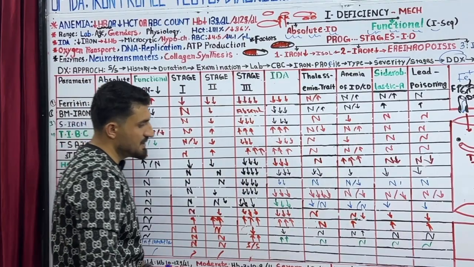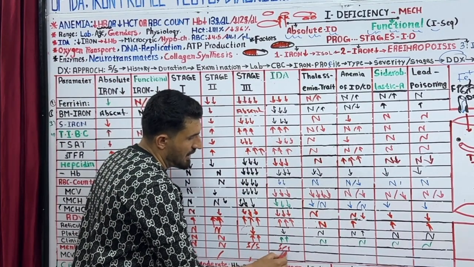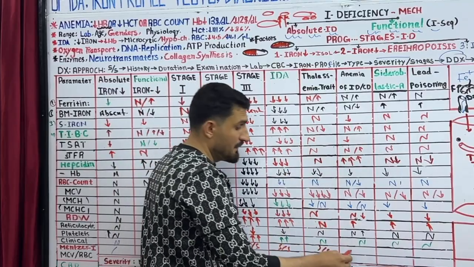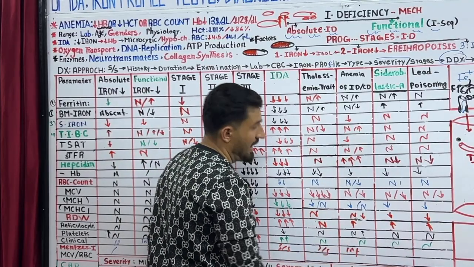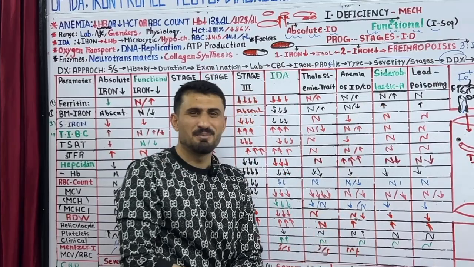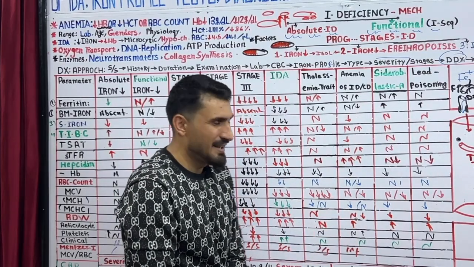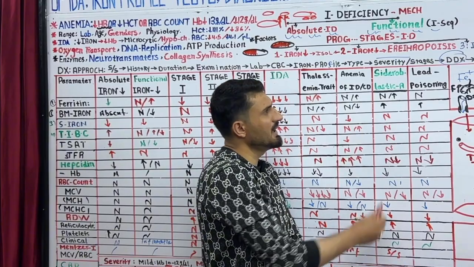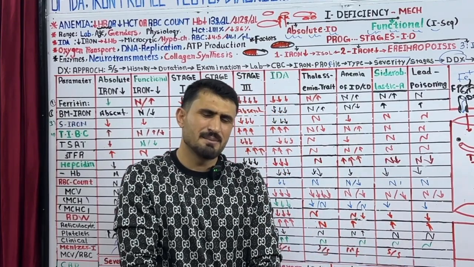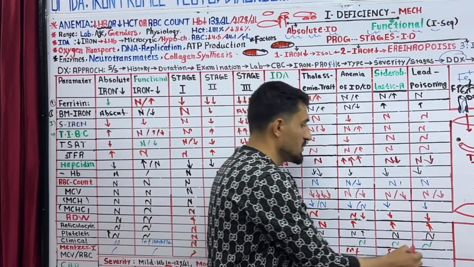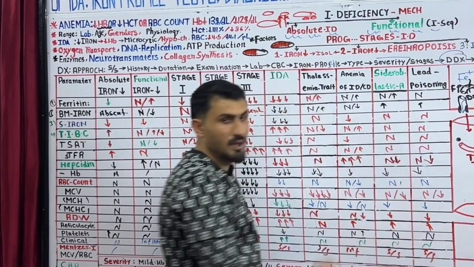Clinically, iron deficiency anemia has signs and symptoms of iron deficiency anemia, and thalassemia has signs and symptoms of thalassemia. In anemia of inflammation, you will have signs and symptoms of inflammation. In sideroblastic anemia, you will have signs and symptoms of anemia, and in lead poisoning, you will have some signs and symptoms related to the GI and nervous system, which are related to the lead poisoning. So they are separate lectures.